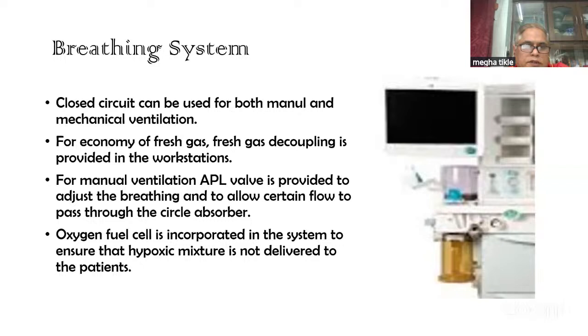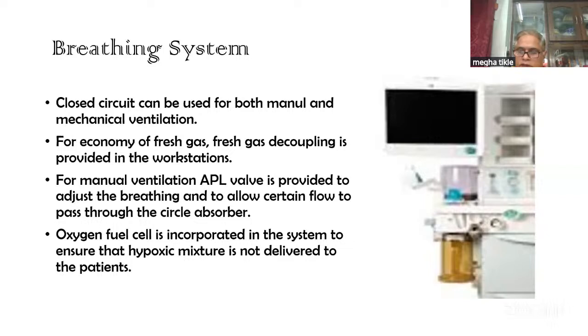In the breathing system, or the closed system, the oxygen fuel cell is incorporated as a safety mechanism. It's usually a galvanic type cell which measures the oxygen concentration of the mixture. So this is the first and the best safety mechanism that the machine has to ensure that the patient doesn't get a hypoxic mixture. It will always tell you what the concentration is.